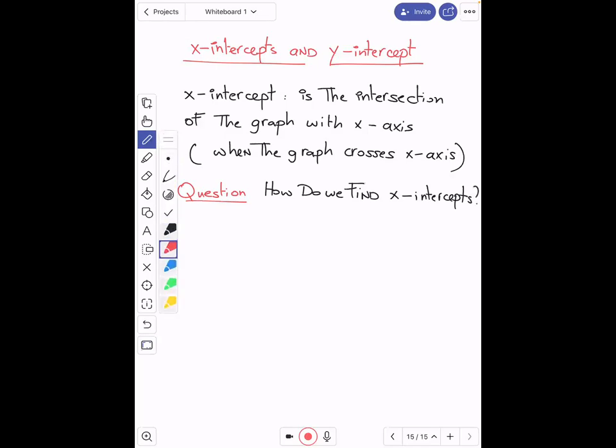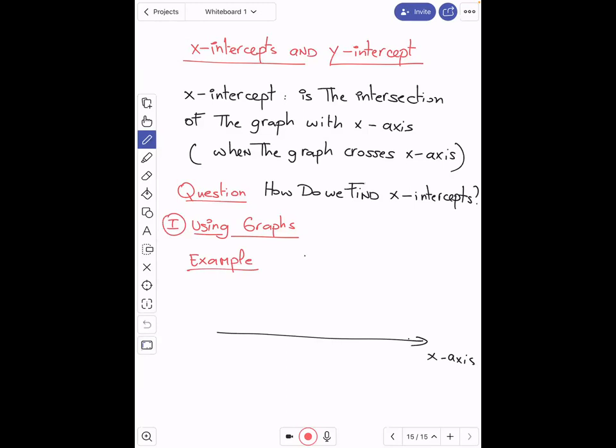So first, using graphs. Okay. So let me go with an example. So here's my x-axis. This is my y-axis. So let's say this is 0, 1, 2, 3, so -1, -2, etc.